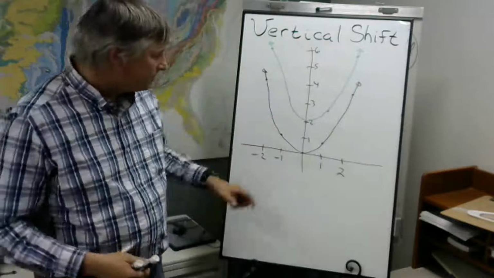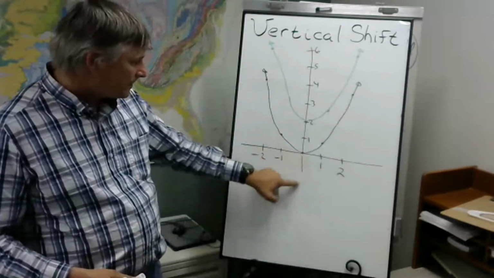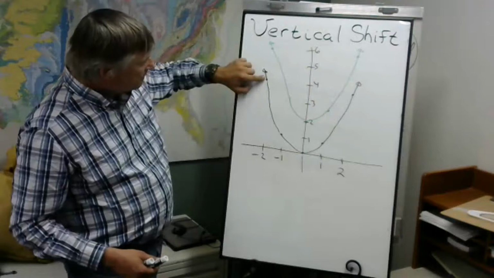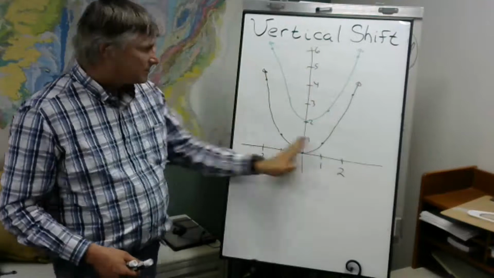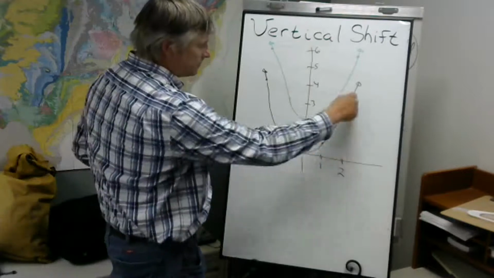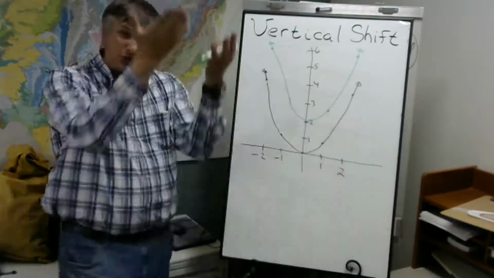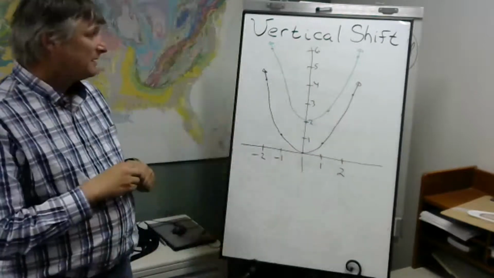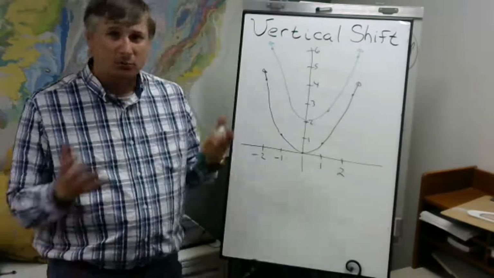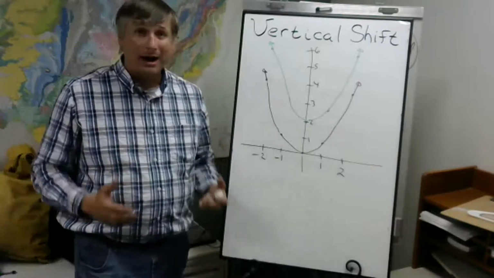If we subtracted 2 instead, we would drop everything by 2 units, drop this by 2 units, drop this by 2 units. Same thing here. We drop this by 2 units, and that would shift it down. So that's the idea of a vertical shift. We're just adding something or subtracting something from the y coordinate.